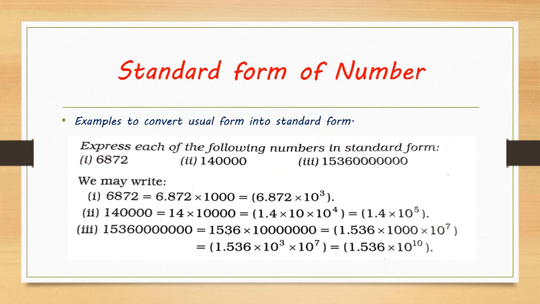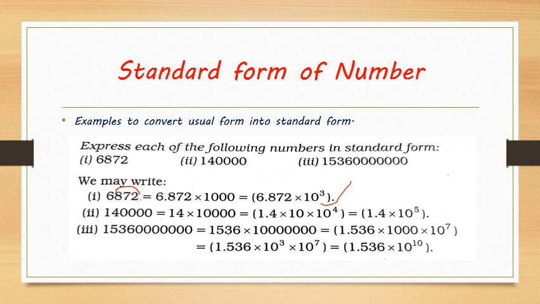Now let's see some examples of how we are going to convert them, that is, from usual to standard form. Let's see 6872. Currently your decimal will be on the right of 2. Now we have to shift this decimal to the right of 6. So how many digits do we have to move? That is 3 digits. So what do we have to write? Keep your decimal here, and we have to multiply by 1000, which is 10 to the power 3. So now your decimal representation will be this one.